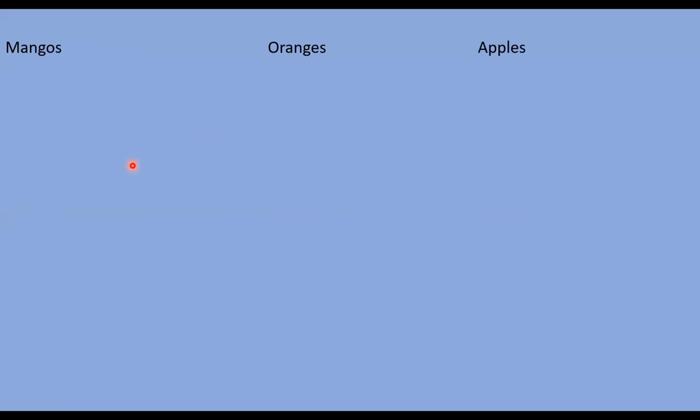One more example. Suppose that you have three fruits: mangoes, oranges and apples, right? And the mangoes' price is 50 rupees per kg, the oranges' price is 80 rupees per kg, and the apples' price is 100 rupees per kg, right? So these are the prices of these fruits.